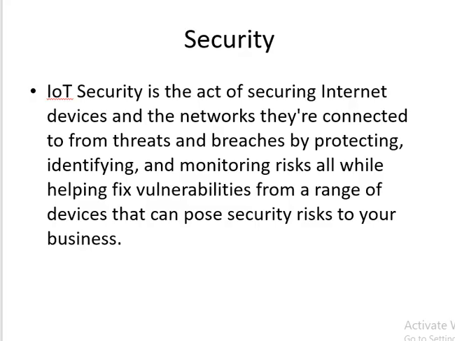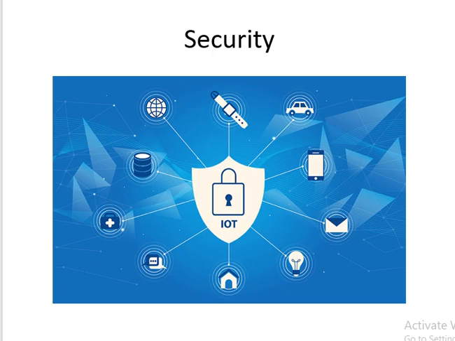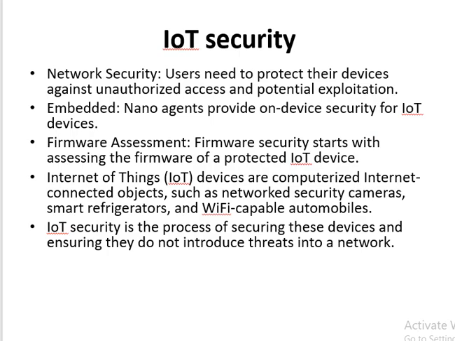And now let us see about the security. IoT security is the act of securing internet devices and the networks they are connected to from threats and breaches by protecting, identifying and monitoring risk, all while helping fix vulnerabilities from a range of devices that can pose security risks to your business. In addition, network security users need to protect their devices against unauthorized access and potential exploitation. Nano agents provide on device security for IoT devices.